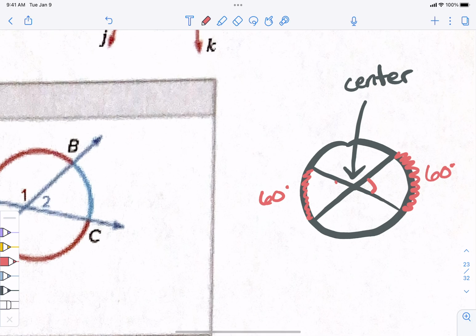This angle and this angle we know are the same. Why do we know that those are the same, by the way? Because of the, I don't remember what those are called, the vertical angles. These are vertical angles. So we know that those are the same, and they're both 60 degrees. 60 and 60.